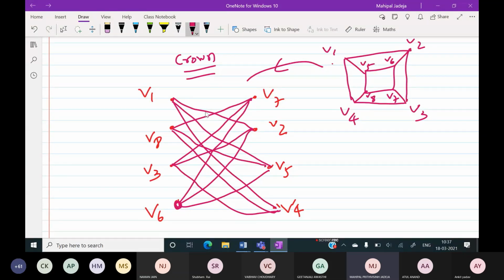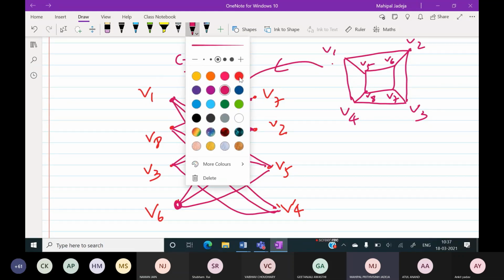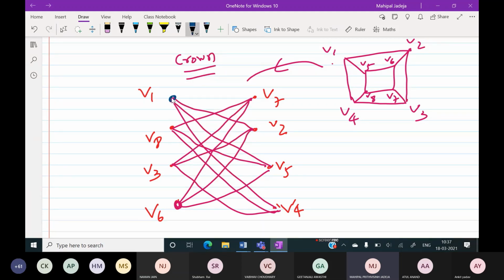Now what is the advantage of drawing the graph like this? Now if we apply the greedy coloring, then what is the idea of greedy coloring? We will start with any one color. So let's say I'm giving blue color to V1. And then I'm considering V7. Since V1 and V7 are not adjacent, I can assign the same color to V7, right? So I've used one color so far.